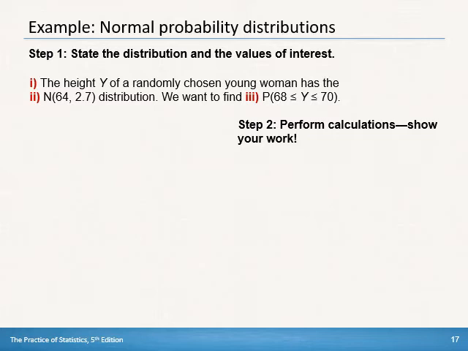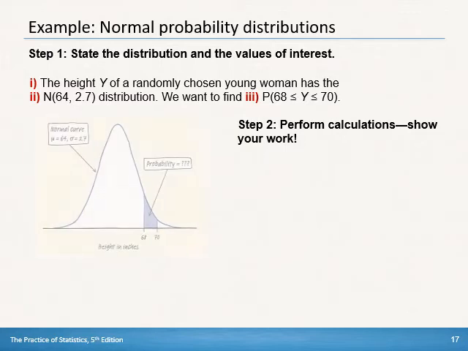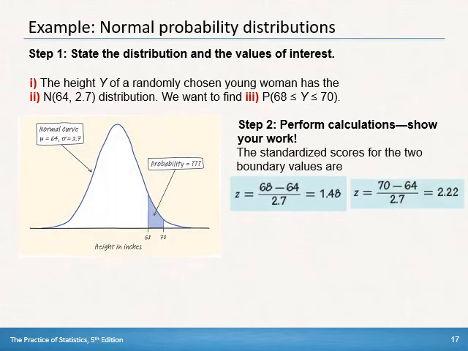Okay, part 2 is going to be to show the calculations and also to draw a normal curve. I'm going to require that whenever you are dealing with a normal curve calculation, that you draw the normal curve with a shaded region. All right, so we can see here we've indicated on the normal curve 68 and 70, and we've shaded it in between. And we know that those, of course, are above the mean of 64.